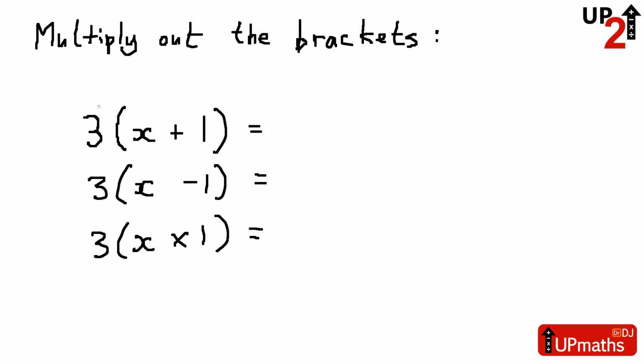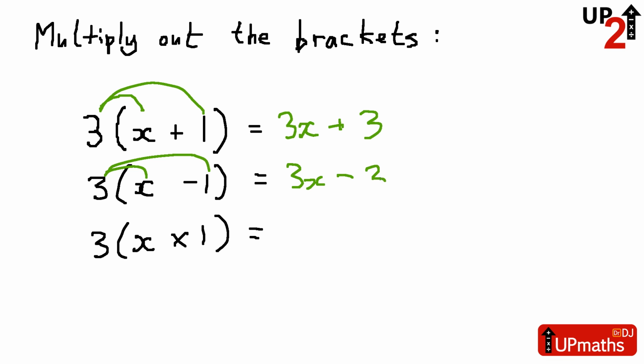There's a little bit of a trap here, just to check that we're looking really carefully. That's 3 times x, which makes 3x. And then there'll be a plus sign. And then 3 times 1 is 3. 3 times x is 3x. Oh, then there's a minus sign. And it just makes minus 3.